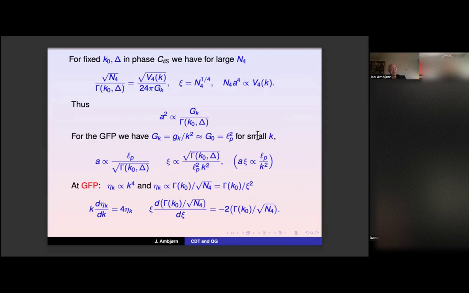Simply the Planck length for small k. So the lattice spacing doesn't go to 0. It stops at the Planck length, divided by this thing. But this is just a constant. But this is an infrared fixed point. So in principle, this is perfectly fine.